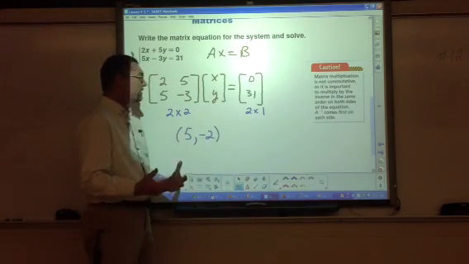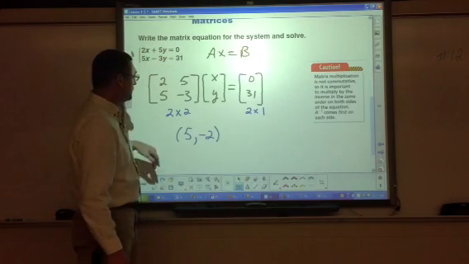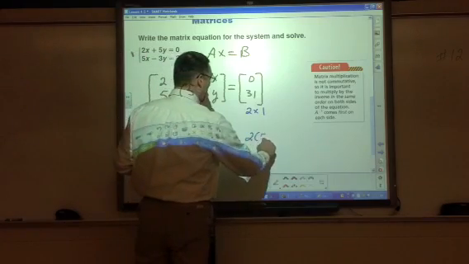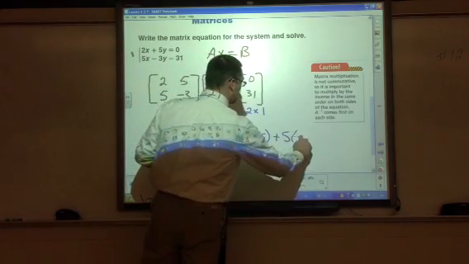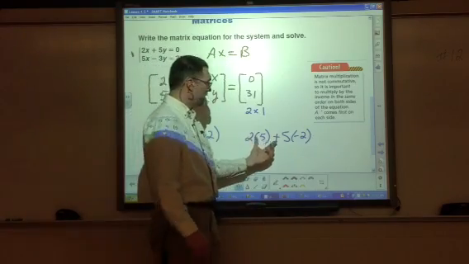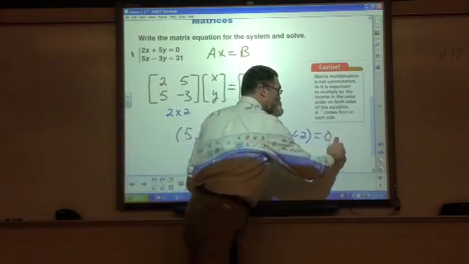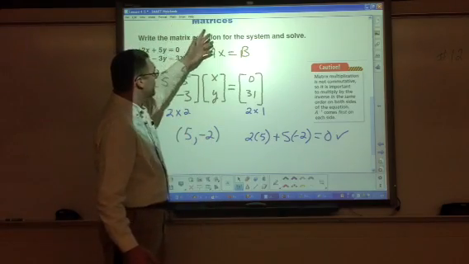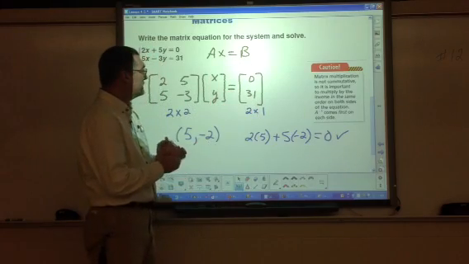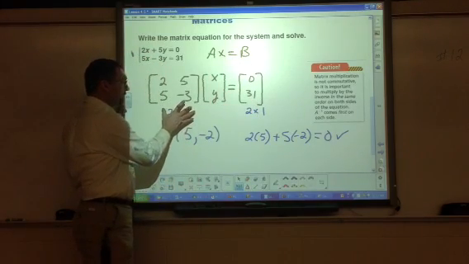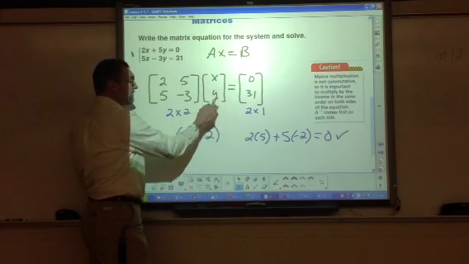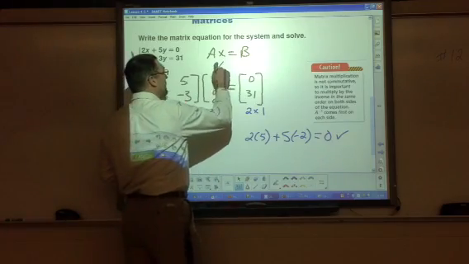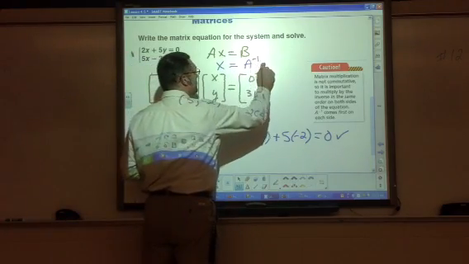And I could check those numbers by putting 5 and negative 2 into my original equations. So let's look at the very first one. 2 times 5 plus 5 times negative 2 gives me 10 minus 10, which is 0. So that checks. So to solve a system of equations using matrices, you first have to get the coefficient matrix, the variable matrix, and the constant matrix, and then to get x, we multiply A inverse times B.